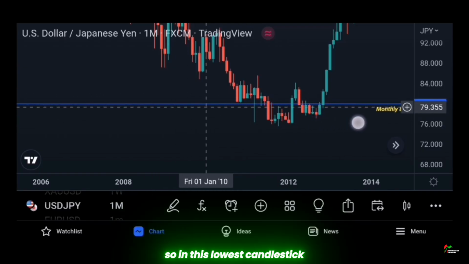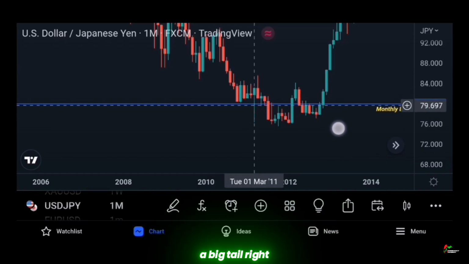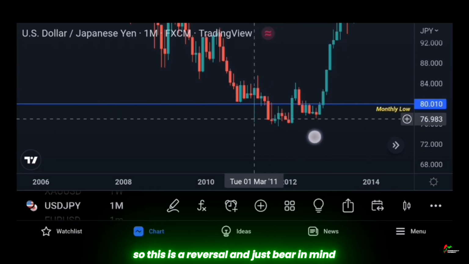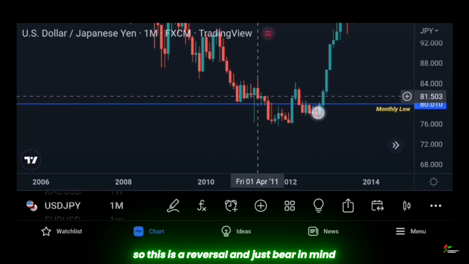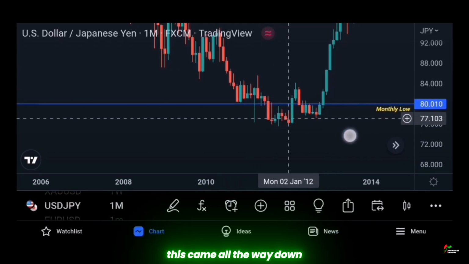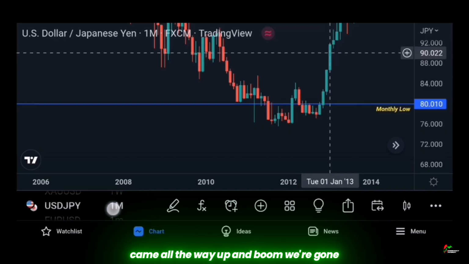So in this low test candlestick, it has a small body and a big wick, a big tail, right? So this is a reversal on its own. Just bear in mind, look at after this candlestick printed, it came all the way down, came all the way up, and boom, we're gone.